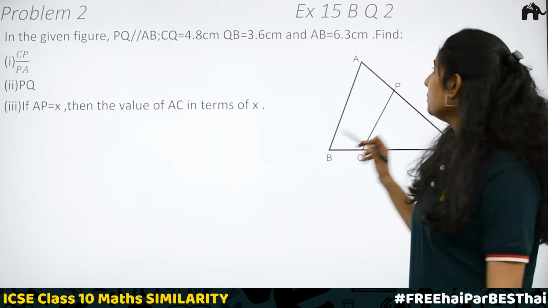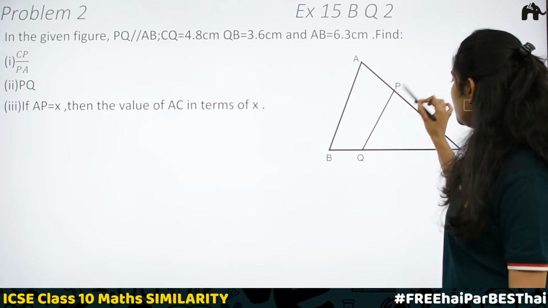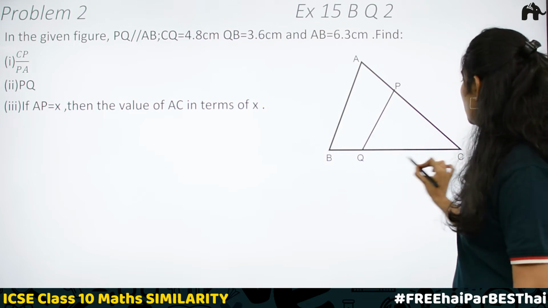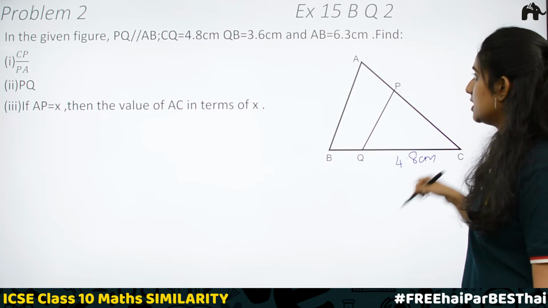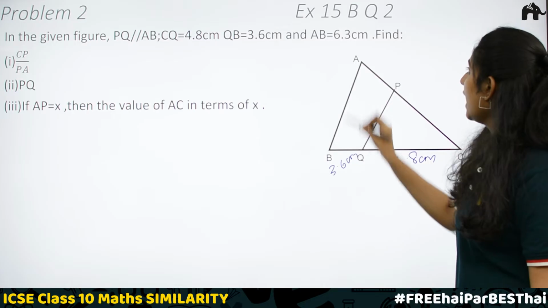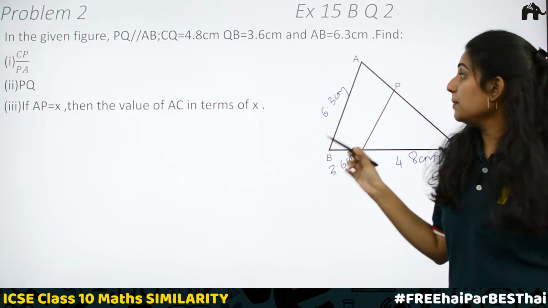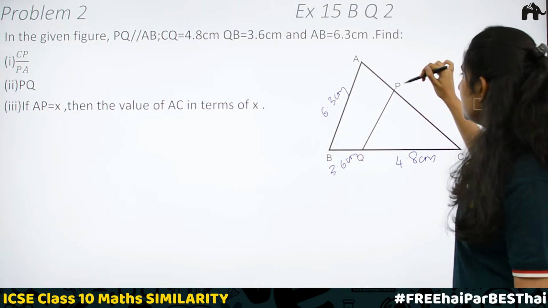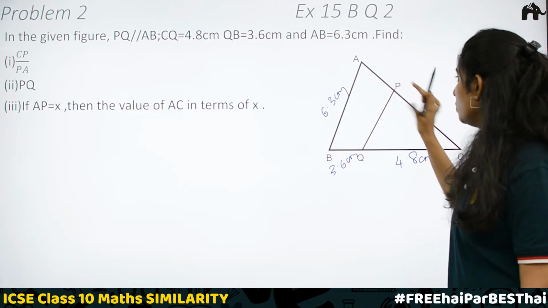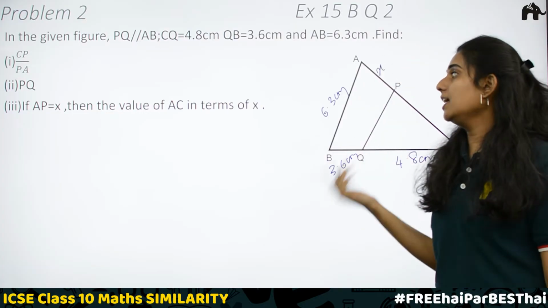Clear? Next, problem number 2, question 2 of exercise 15b. In the figure, PQ is parallel to AB. This is PQ and this is AB. Given CQ is equal to 4.8 centimeter, QB is equal to 3.6 centimeter, and AB is given, which is 6.3 centimeter. Find CP by PA. Second, find PQ. And the third, if AP is equal to x, find the value of AC in terms of x.